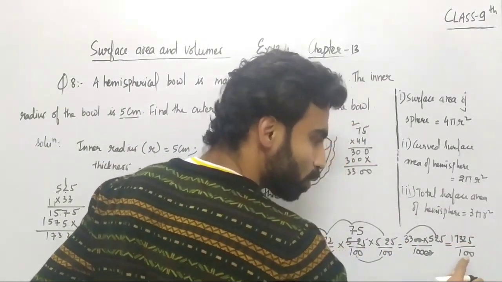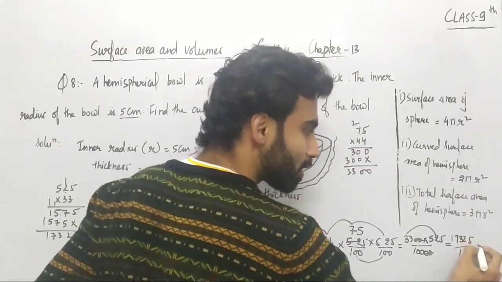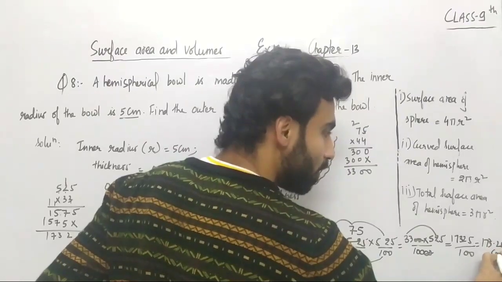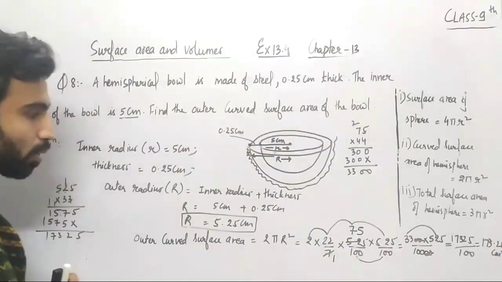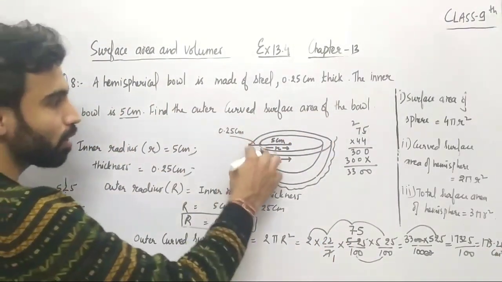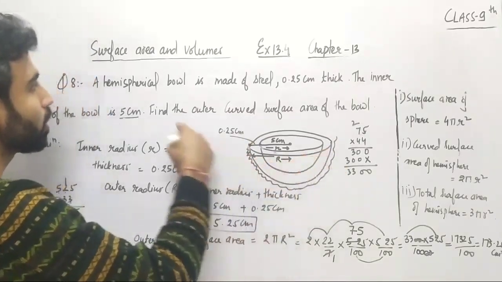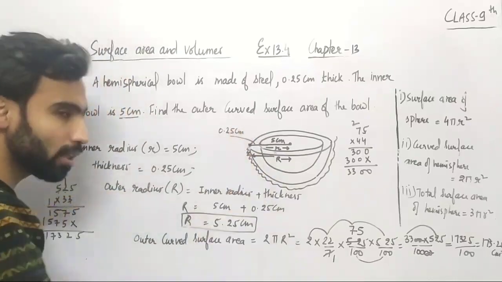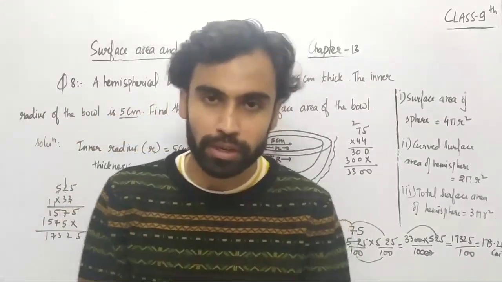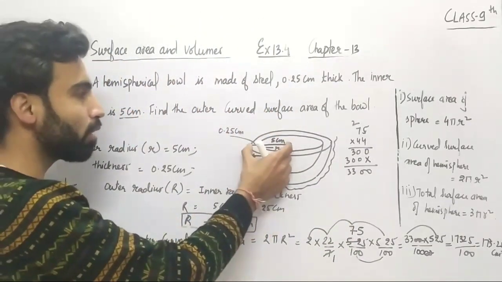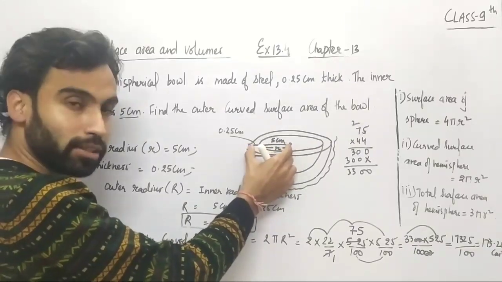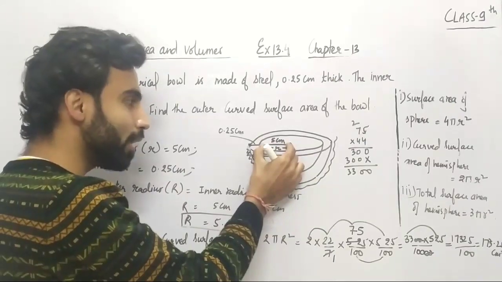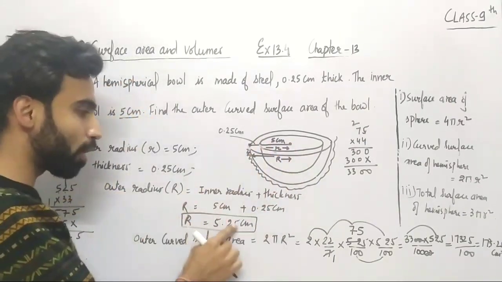Now you can see there are 2 zeros in the denominator. So दो digit से पहले क्या लग जाएगा? Decimal. So 173.25 centimeters square, right? So you can see this will be the outer curved surface area of this hemispherical bowl made up of steel, which is having the thickness as 0.25 centimeter, right? So just remember, to find out the outer curved surface area, you have to first find out the outer radius by adding the inner radius and the thickness. That is the important thing here, right?